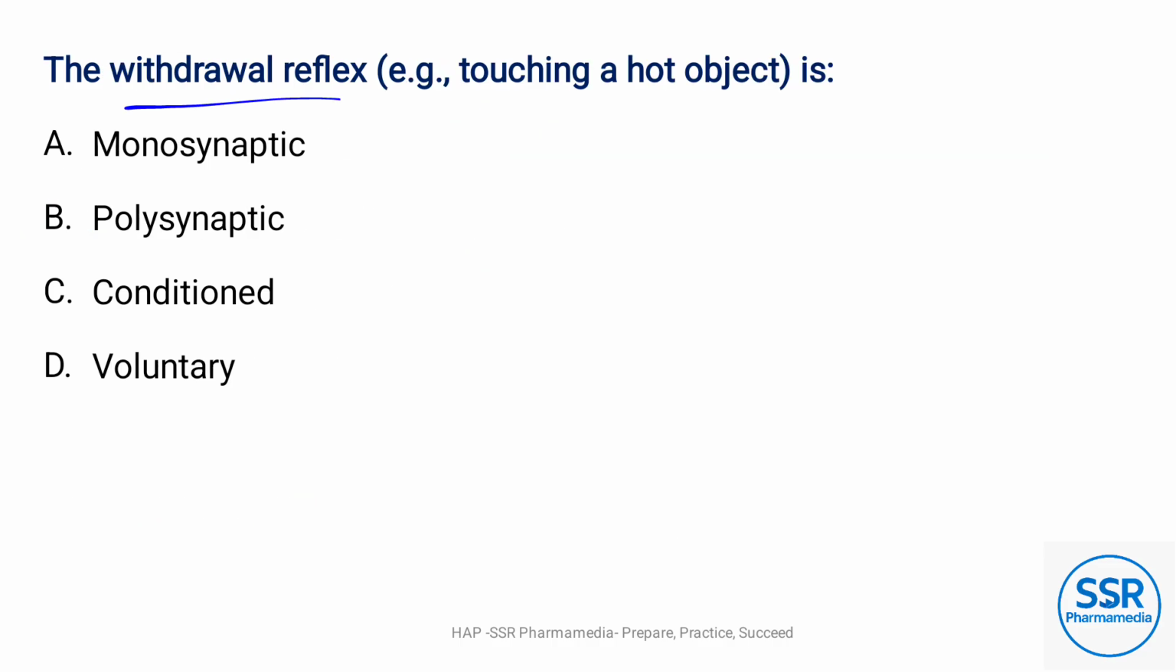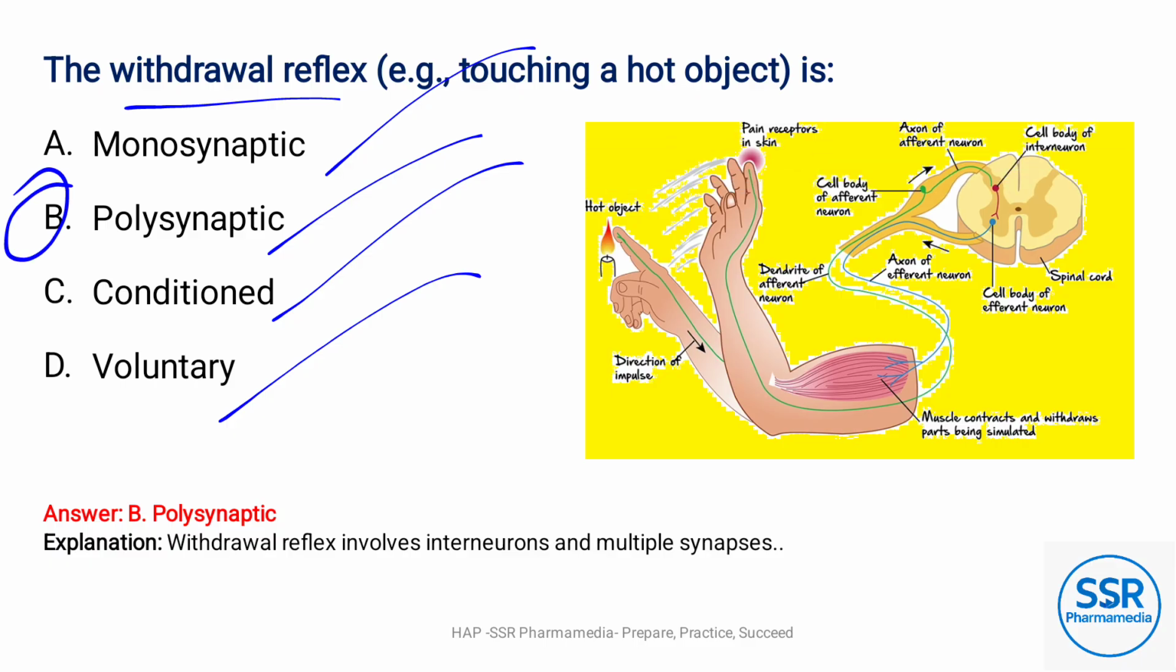The withdrawal reflex is: option A, monosynaptic; option B, polysynaptic; option C, conditioned; option D, voluntary. So the answer is option B, polysynaptic. The withdrawal reflex involves interneurons and multiple synapses.